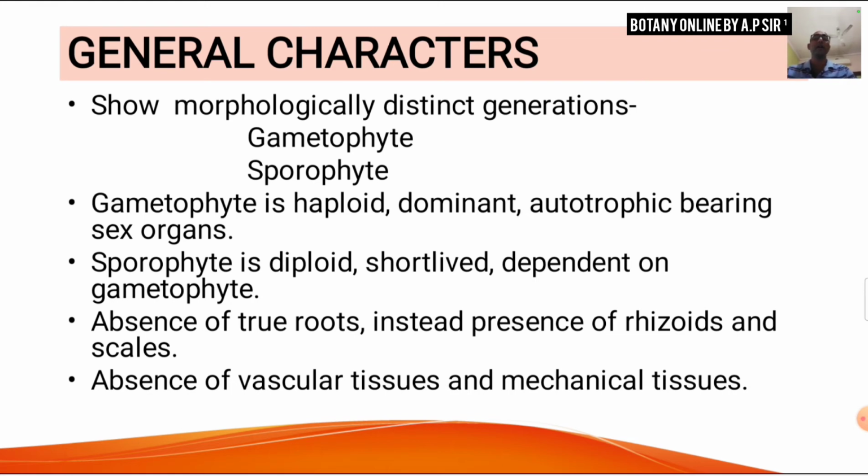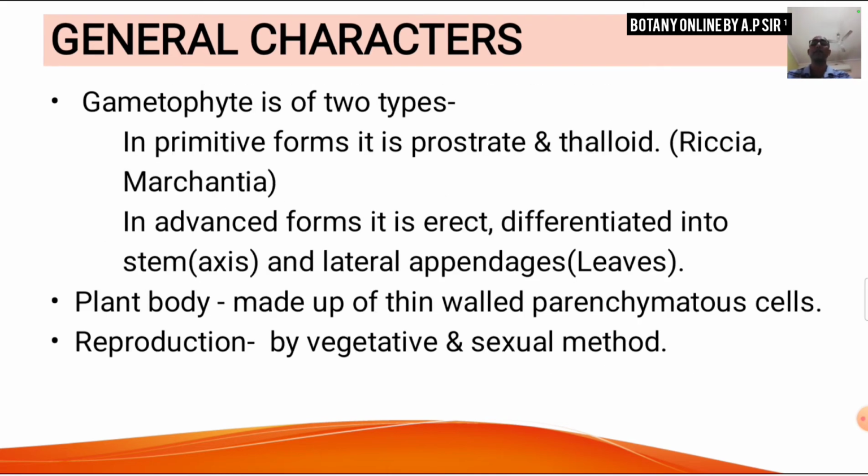Got it? Another important character: there is absence of true roots. In absence of true roots, what are found? There is presence of rhizoids and scales. As I have already told, these are non-vascular plants. So, you can see here that there is absence of vascular tissues and mechanical tissues. Vascular tissues, xylem and phloem, are absent, and mechanical tissues are also absent.